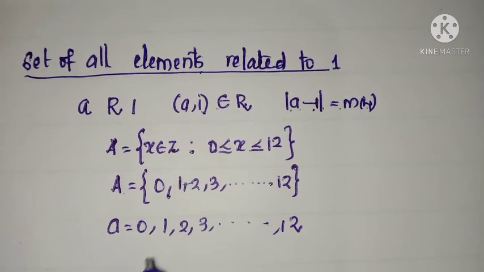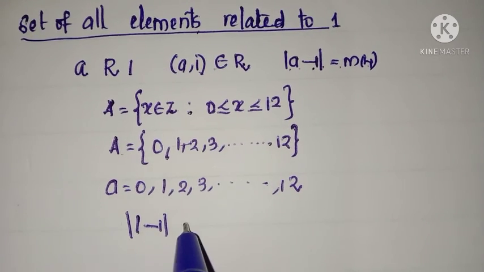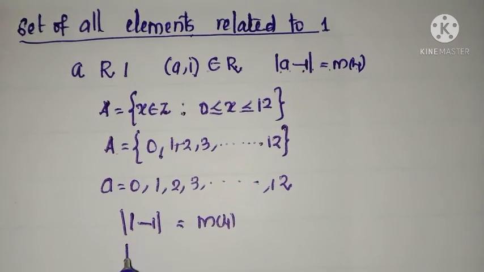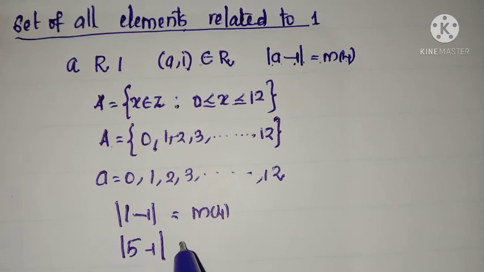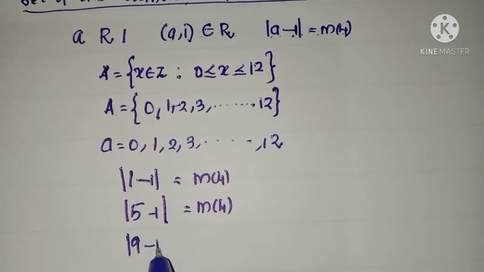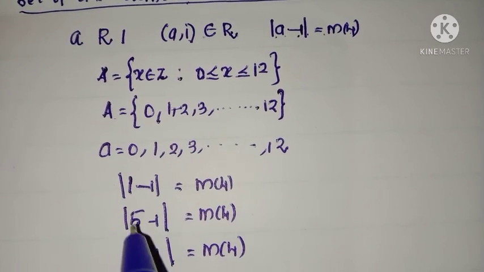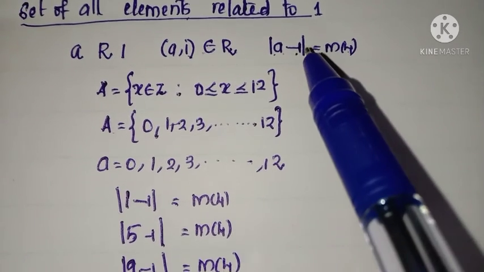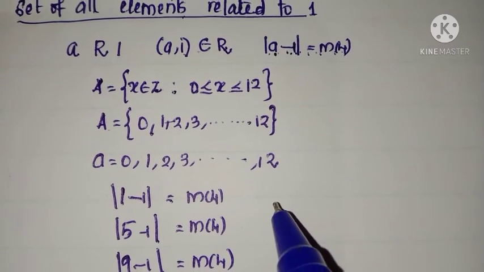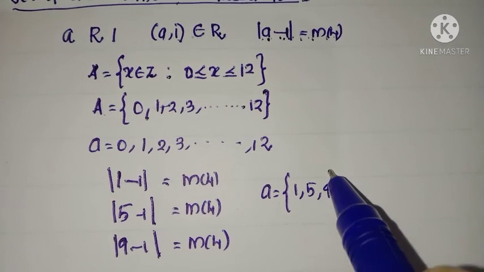So you can see that |1 − 1| is a multiple of 4. Okay. Then |5 − 1| is again a multiple of 4. |9 − 1| is a multiple of 4. Only the elements 1, 5, 9 satisfy the condition that |a − 1| is a multiple of 4. So the elements are a equal to 1, 5, 9.